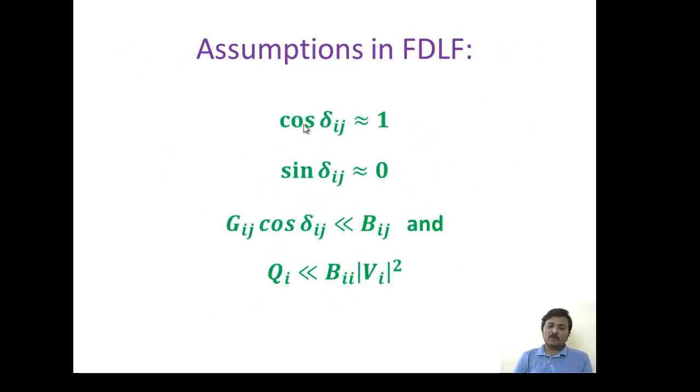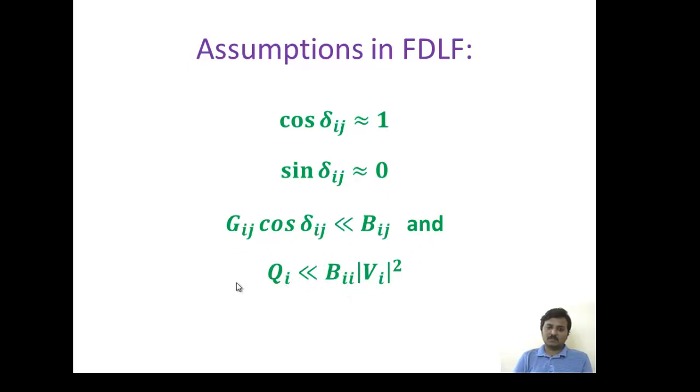Once delta is low, cos delta ij is approximately equal to 1, and sin delta ij is approximately equal to 0. With these two assumptions, if you substitute, then the term Gij sin delta ij is much lesser than Bij, and the second term Qi is much less than Bii mod Vi square.